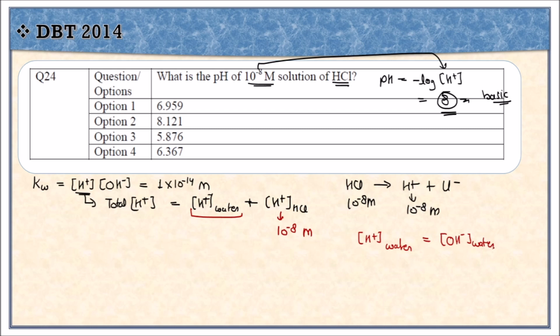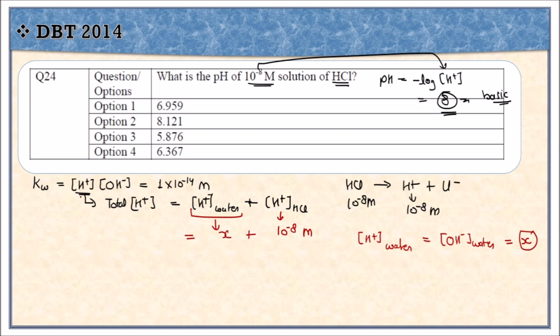That we also know, because in pure water the H plus ion and the OH negative ion formed by breaking the water will be the same. So if we consider this equal to X, the concentration of H plus of water and OH negative of water will be X. So we can put this value over here. So the total H plus will be X plus 10 to the power minus 8 molar. I hope it is clear.